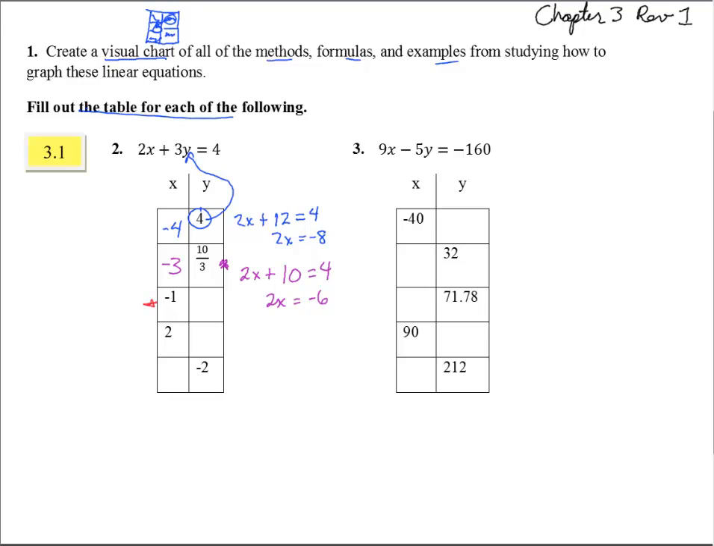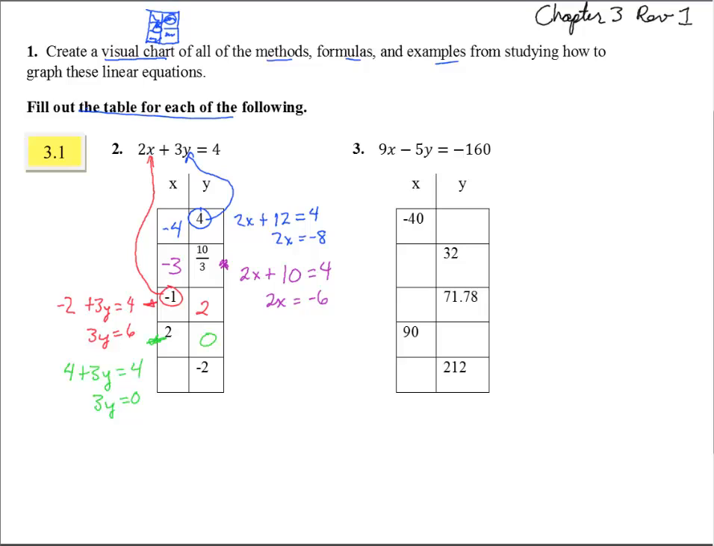The next one, let's do this one right here. Now this guy is not going into y, he's going into the x value. So we get 2 times a negative 1 plus 3y equals 4. Add 2 to both sides and we get 3y equals 6. Divide by 3 and we get y equals 2. The next one. So let's stick a 2 in for x and we get 4 plus 3y equals 4. Subtract the 4 and we get 3y equals 0. We get y equals 0.